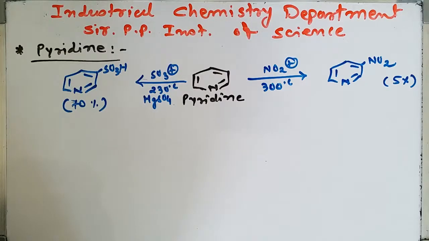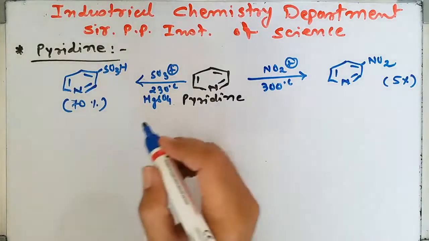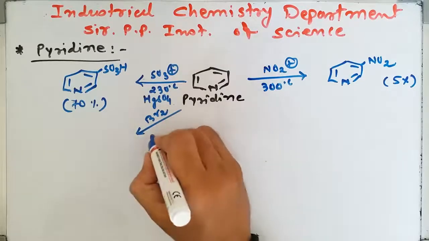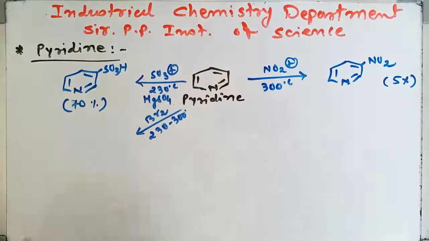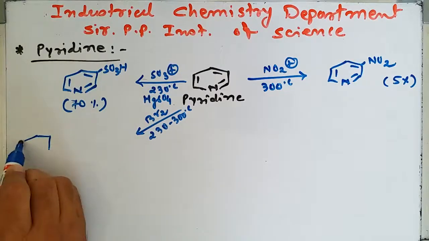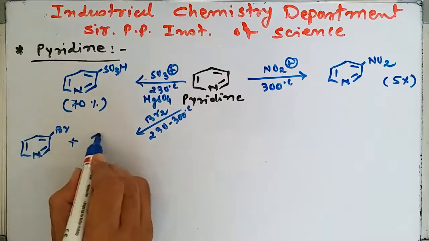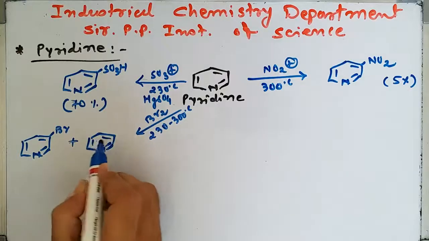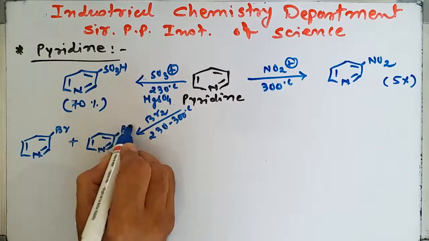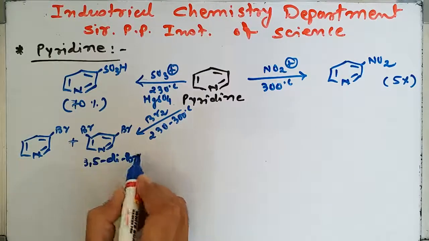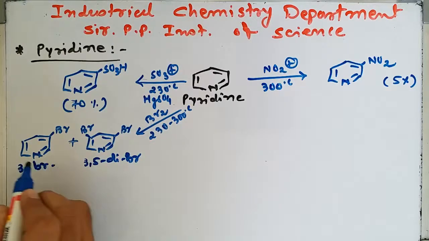Now we see more reactions for pyridine. Pyridine undergoes halogenation. Bromination takes place at 230 degrees Celsius to 300 degrees Celsius. Then we get a mixture of 3-bromopyridine and 3,5-dibromopyridine. This is 3,5-dibromopyridine, and this is only 3-bromopyridine.